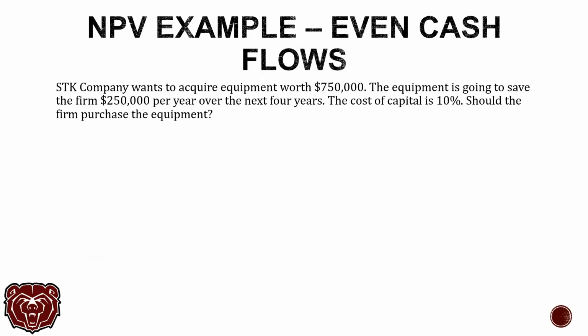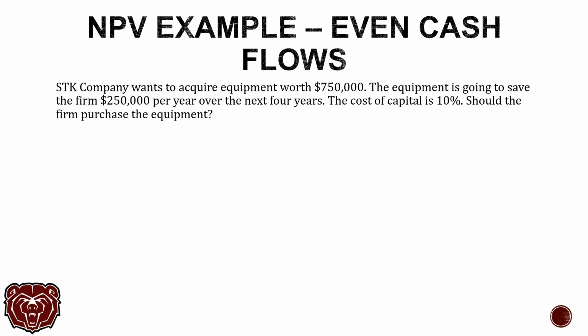Okay, so let's take a look at an example here. This is going to be even cash flows. Your cash flows are the exact same every year. What this boils down to, or what this means, is it's an annuity, right? Equal periods, equal interest rate, equal payments, right? So you can use your annuity tables for this.